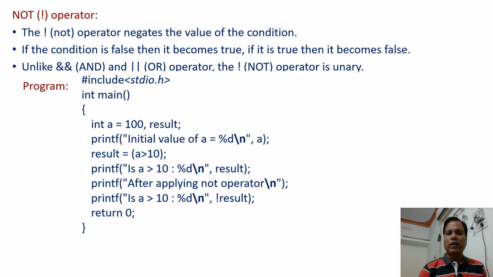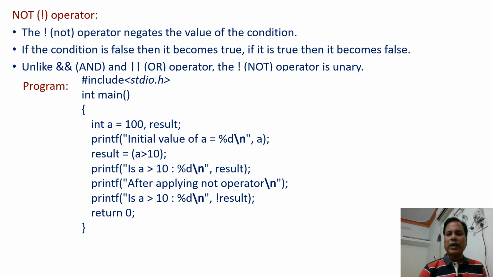Result equal A greater than 10. So A greater than 10, naturally 100 is greater than 10, this is true. So when true, 1 is assigned to the left side variable result. Again using the next statement, is A greater than 10 colon, and what is the value of result here? That gets printed at this point. So the value of result is naturally 1. So 1 is printed here.